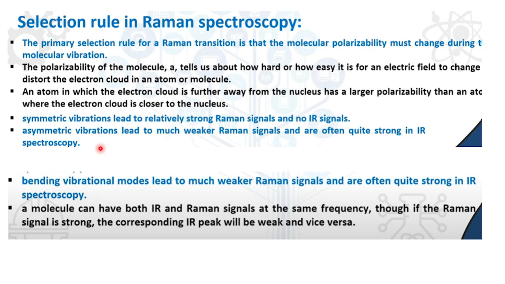Bending vibration modes lead to a much weaker Raman signal and they are strong in IR spectroscopy. The last one: a molecule can be both IR and Raman active at the same frequency, though if the Raman signal is strong, the corresponding IR will be weak, or vice versa. So if it is strong in IR, the Raman signal will be weak. If you are getting a weak intense peak in IR, you will get a strong intense peak in Raman.